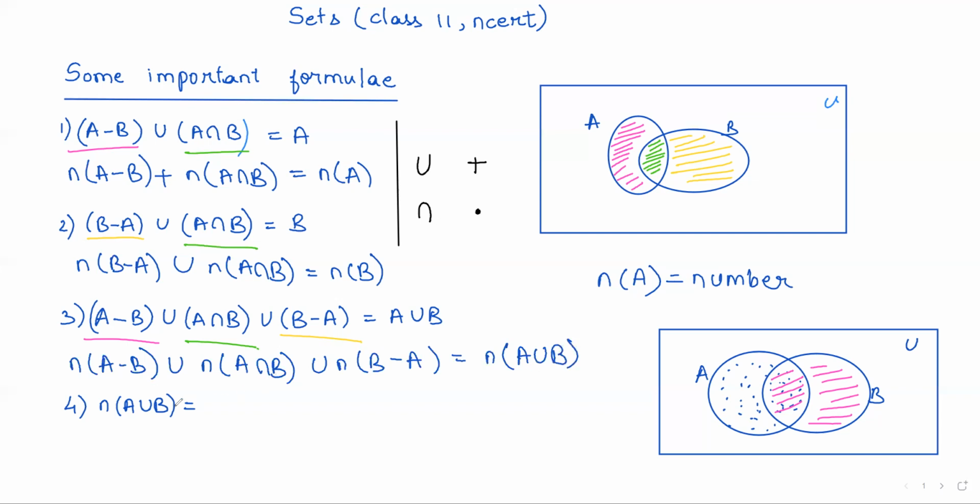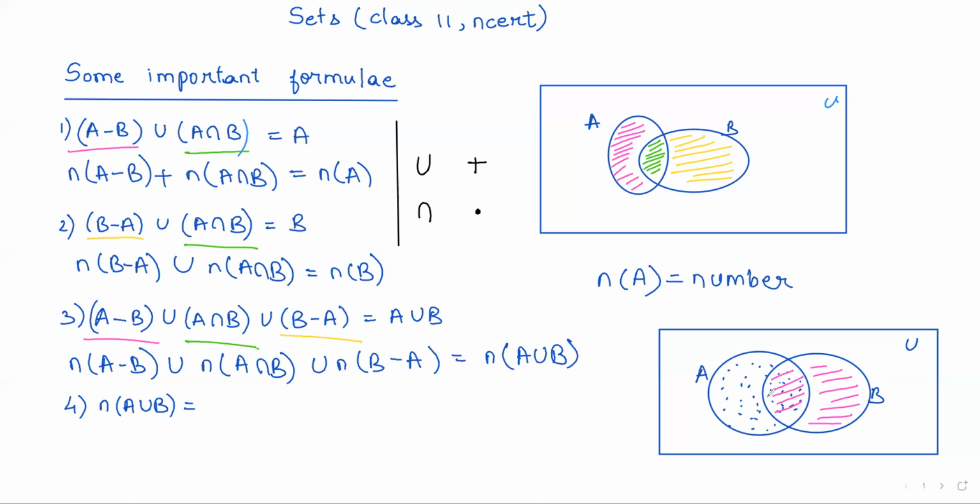The next formula is n of A union B. We make use of all the three formulas that we just studied to derive this formula algebraically. But first we'll see how we can come up with the formula of n of A union B using the Venn diagram. In the Venn diagram, the whole of A region is represented by dots, and the whole of B region is represented by pink lines.